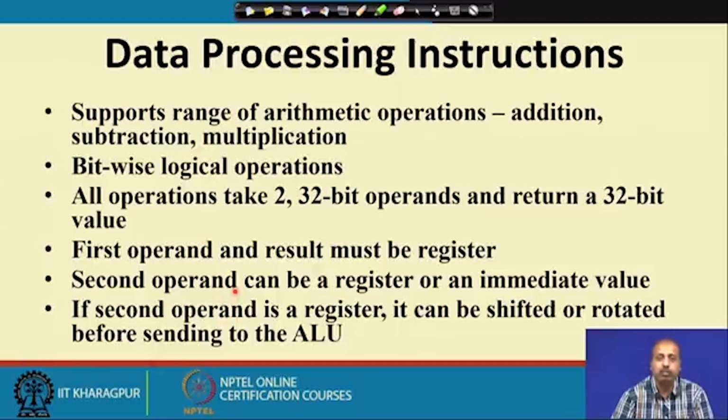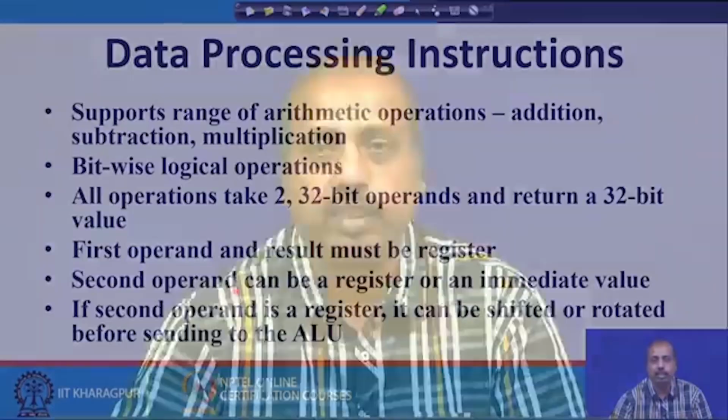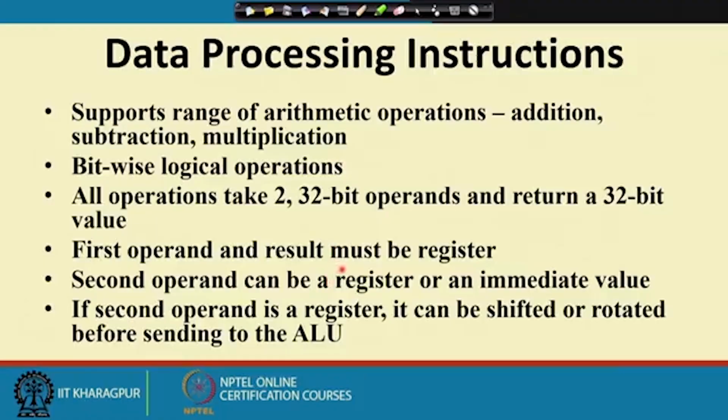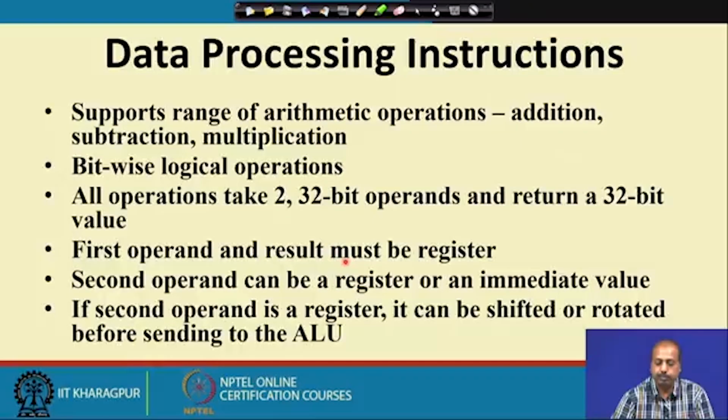If it is a register, the value will be taken from the register directly. If it is an immediate operand, the value will be available in the instruction itself, so the value will be taken from there. For registers, you can do shifting and rotating. Remember that there is a barrel shifter connected to the register file. The register value will come to that barrel shifter, and the barrel shifter will shift the value coming from the register. That way we can have the shift operation as a part of it.